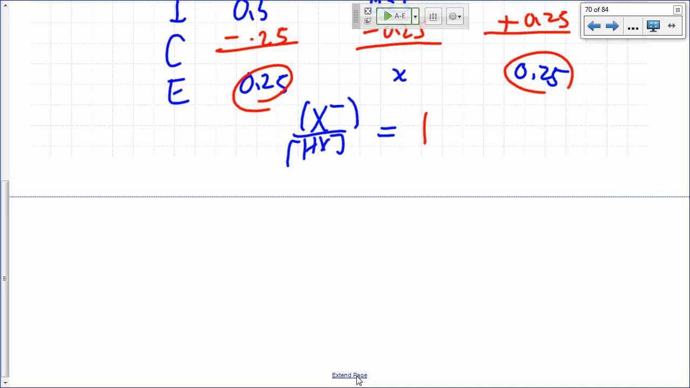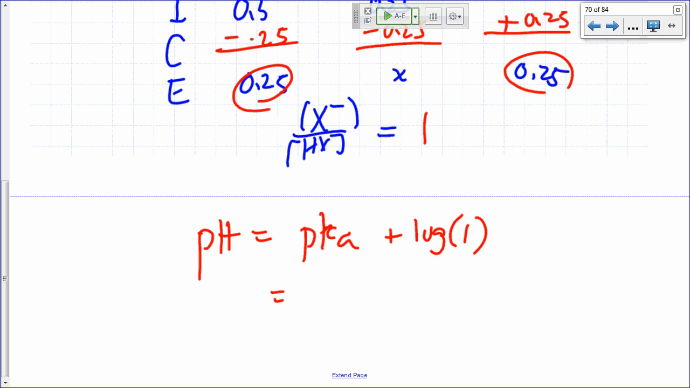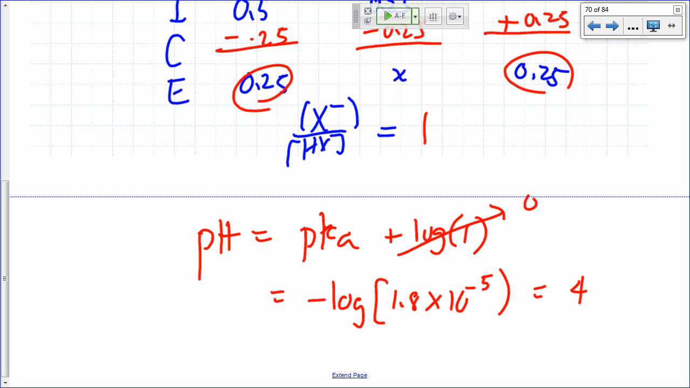If the ratio is 1:1, pH is just going to be pKa, right? So pKa plus log of the ratio, which is 1. And what is pKa? Negative log of Ka, which is 1.8 times 10 to the negative 5. So that's going to be 4.74. I gave you that pKa value earlier, right? Correct?